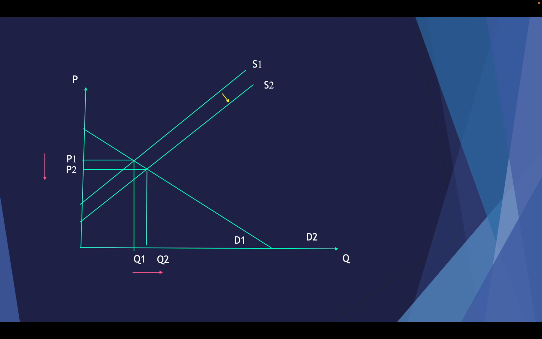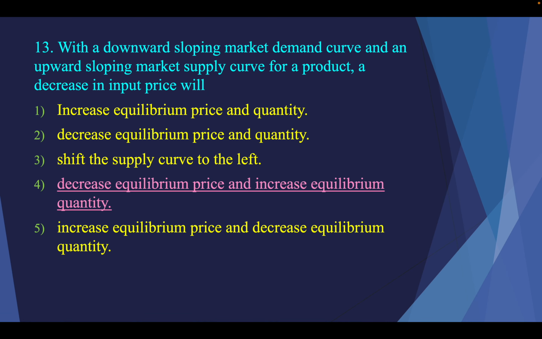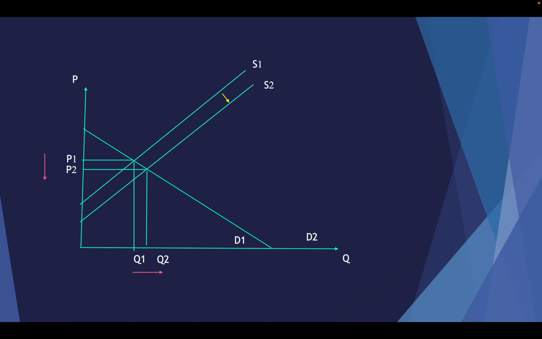When the input price... With an upward sloping market supply curve for a product, a decrease in input price will.